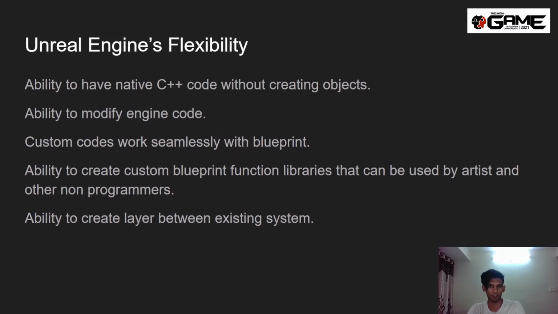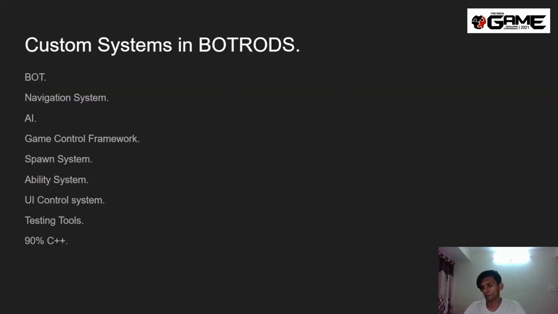Another one is the ability to create custom Blueprint function libraries that can be used by artists and other non-programmers. This is pretty straightforward. You create a function with C++, so the programmers do all the heavy lifting, and can give access to your artist or someone who works in other areas like UI or materials and other parts of things. They can just take these functions and implement the functionality they want. And then there is the ability to create a layer between existing systems, which I will explain in a few minutes.